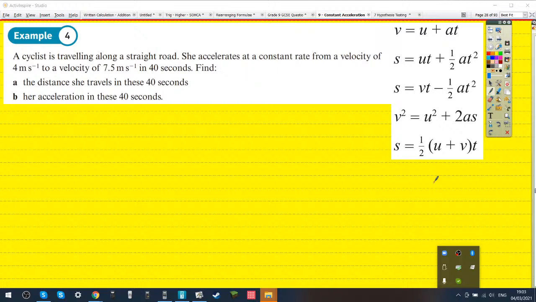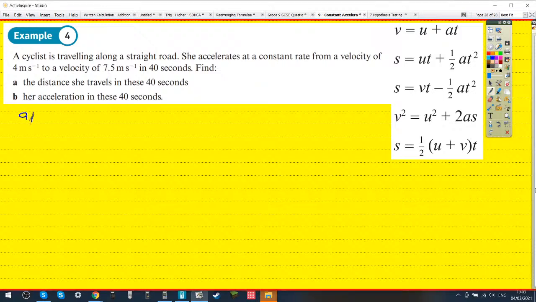So, is u 4? Let's see. She accelerates constantly from a velocity. Yep. And then v is 7.5, and 40 is t. Yeah. And then we want the distance, which is s, right?